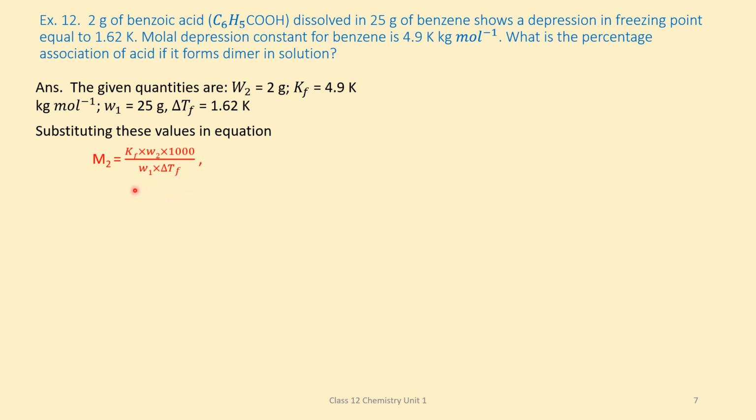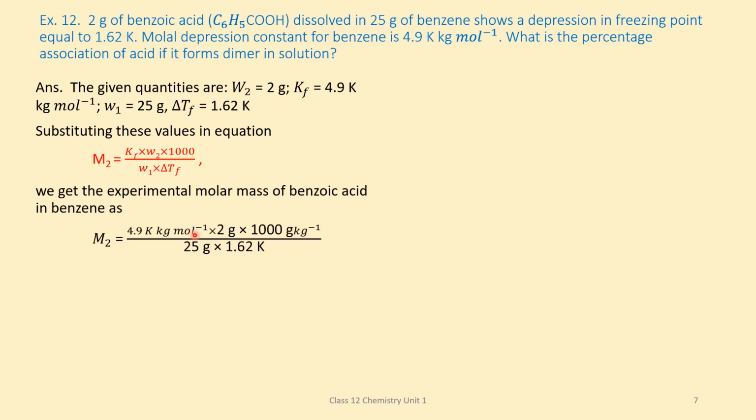This is the formula for molar mass of benzoic acid. Substituting, we get the value as M2 is equal to 241.98 grams per mole. Please note down all the values, substitute in the equation and simplify it as 249.98 grams per mole.